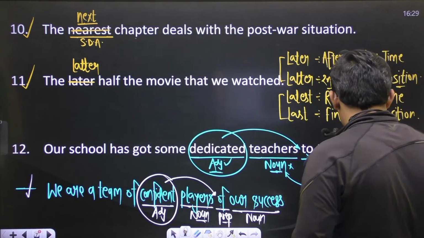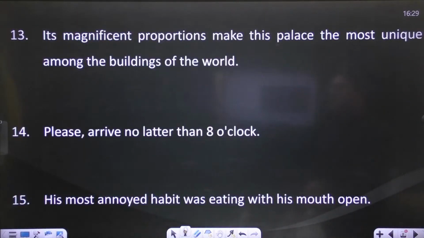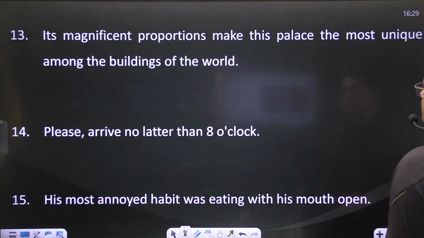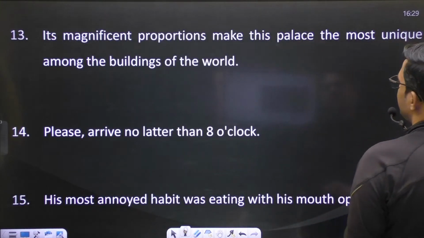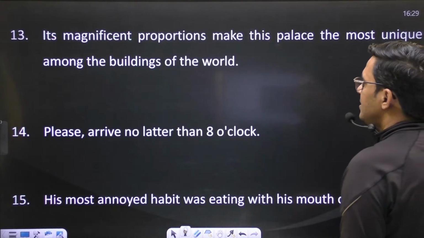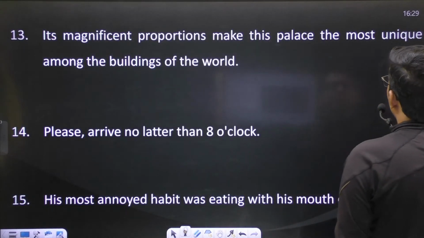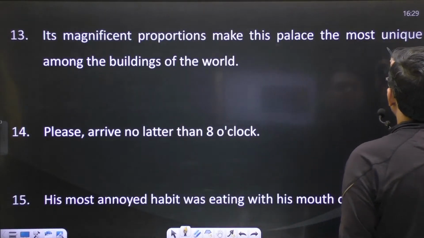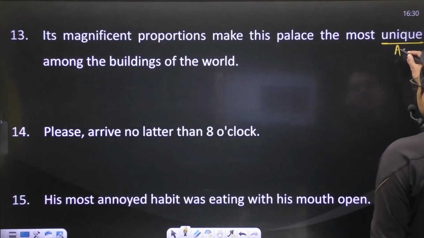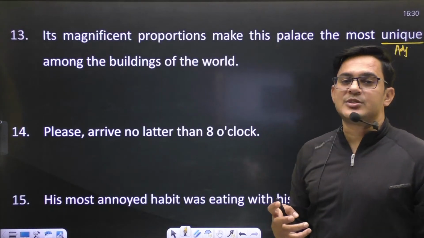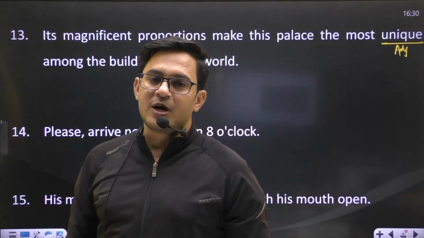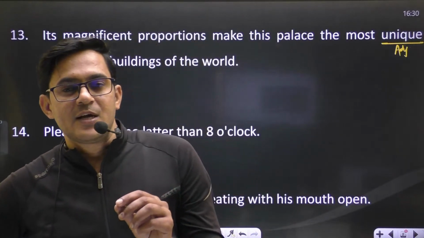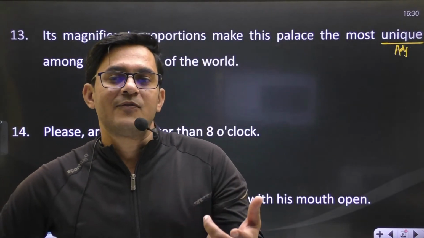Okay, so move to the next sentence. The next sentence is, its magnificent proportions make this place the most unique among the builders of the world. Okay, do you know this word unique is an adjective? This word unique is an adjective, and this is a non-comparable adjective. Non-comparable means which you can't compare, right? Or these are the adjectives which look positive degree, but these are superlative in their meaning.